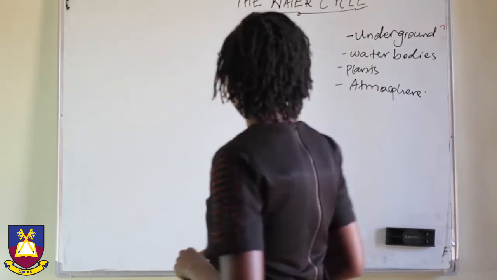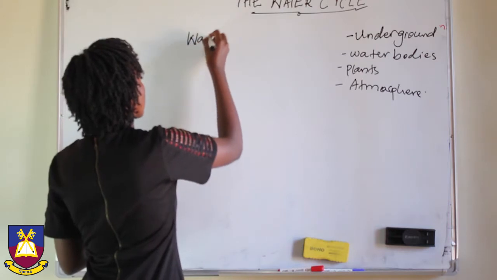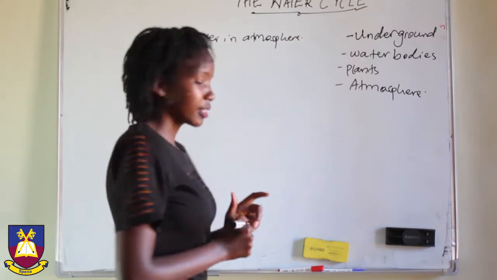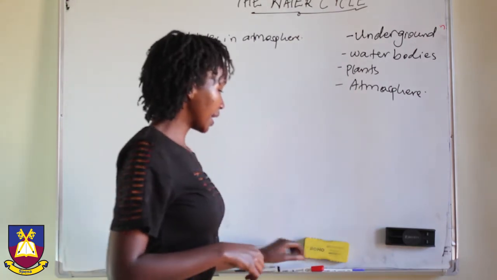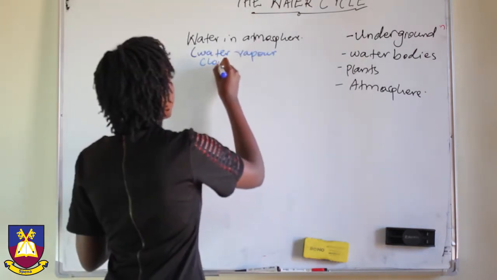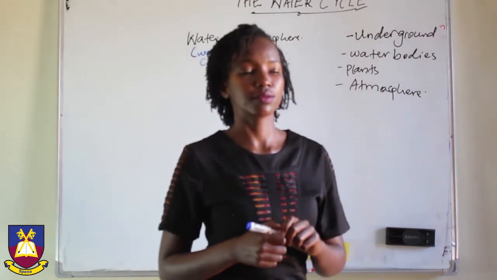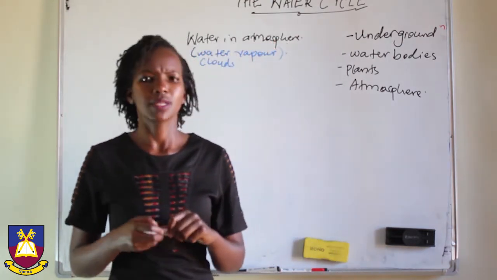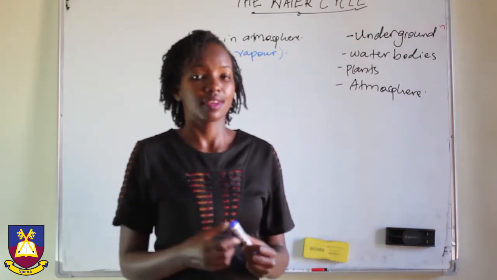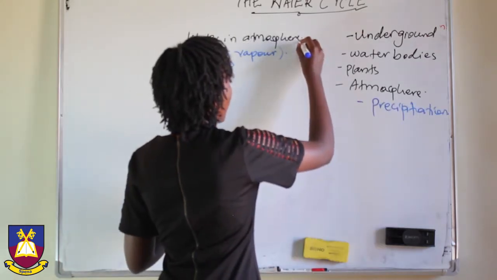So let's start with water in the atmosphere. Within the atmosphere, it exists mainly as water vapor, or clouds. Within the clouds, comes a time when the clouds release that water in form of drops, and that is what we call precipitation.